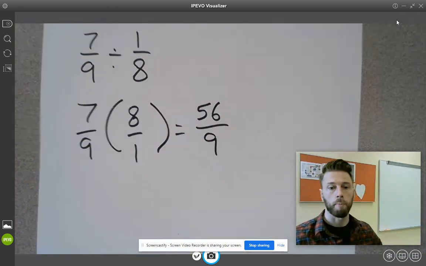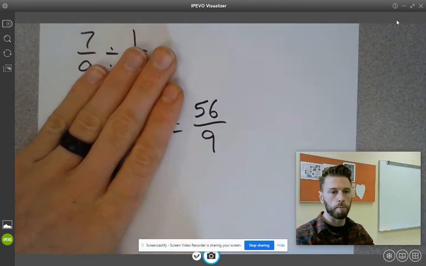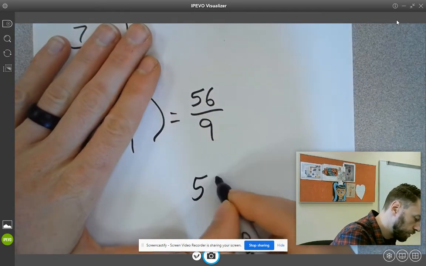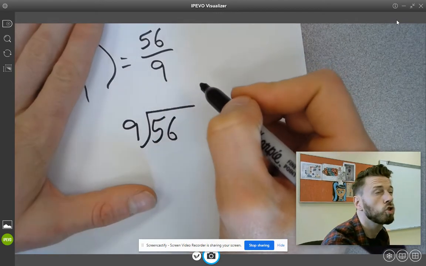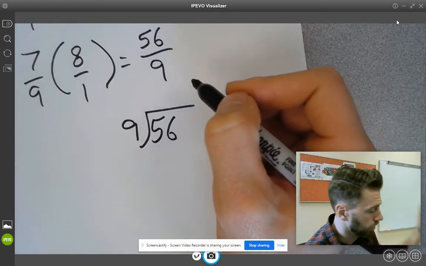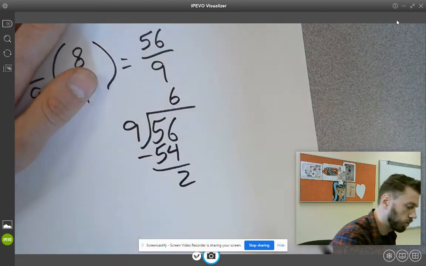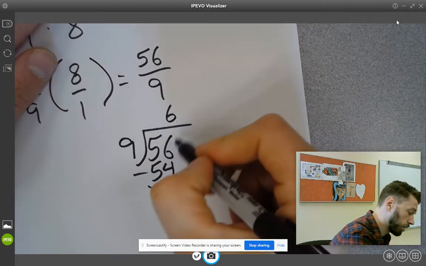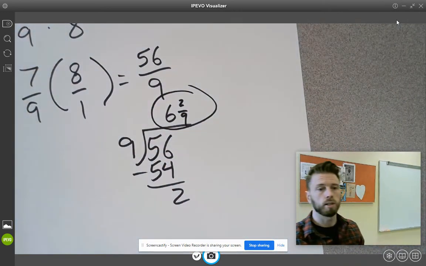We end up with another improper fraction, which just needs to be divided because we can't leave our answer as an improper fraction. Let's go ahead and divide this down. 56 divided by 9 should tell us what that is. 56 divided by 9 here. Gotta remember my 9's facts. 6 times 9, which is 54, which gives us 2 left over. Now remember, we're going to write our answer as a mixed number. 2 is our numerator, 9 is our denominator. The answer here is 6 and 2/9.